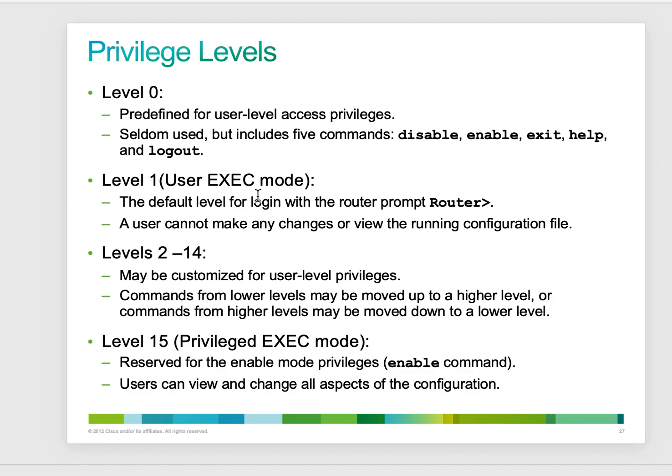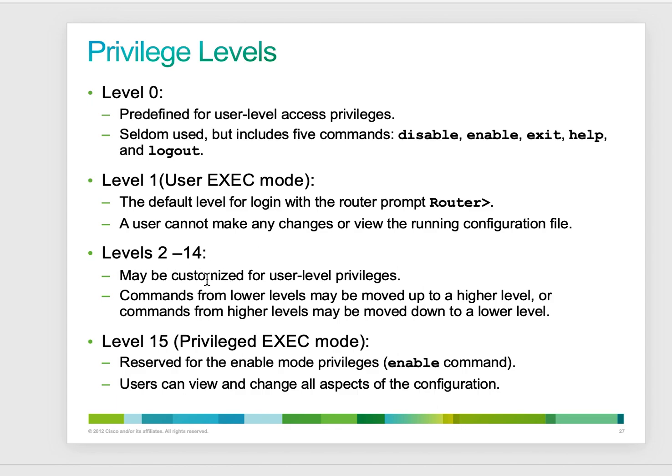Okay, then level 1, the level 1 is the user execute mode. Level 1 is the user execute mode. Okay, these are like the basic IT people. The default level for login with the router prompt, router enable. Okay, so a user cannot make any changes or view the running configuration file. Cannot make any changes like the basic user. Level 1 is for basic user. They cannot make any change. They cannot configure anything by themselves. Theirs is just to use the system only.